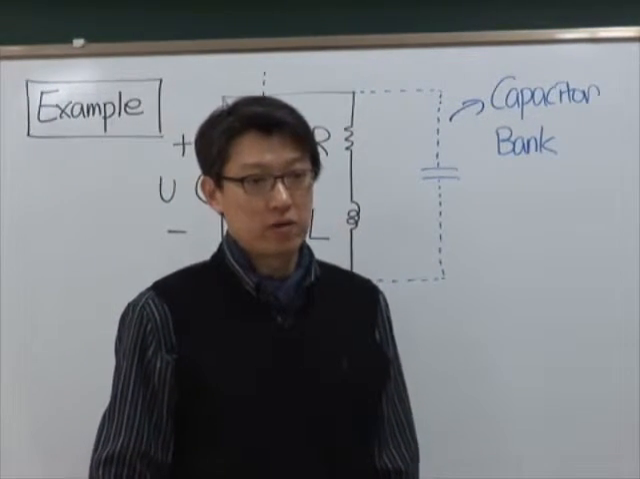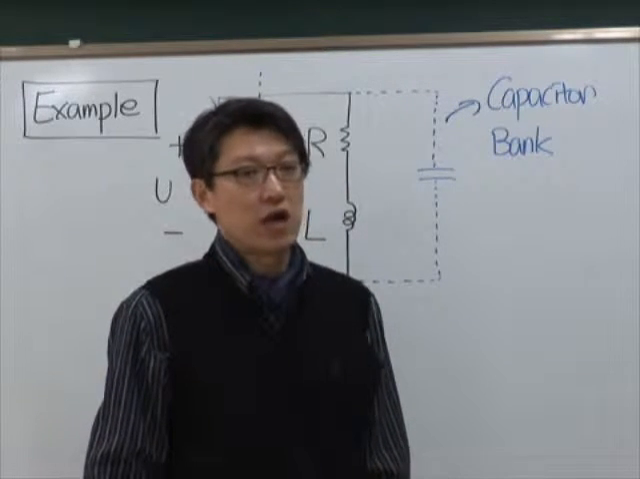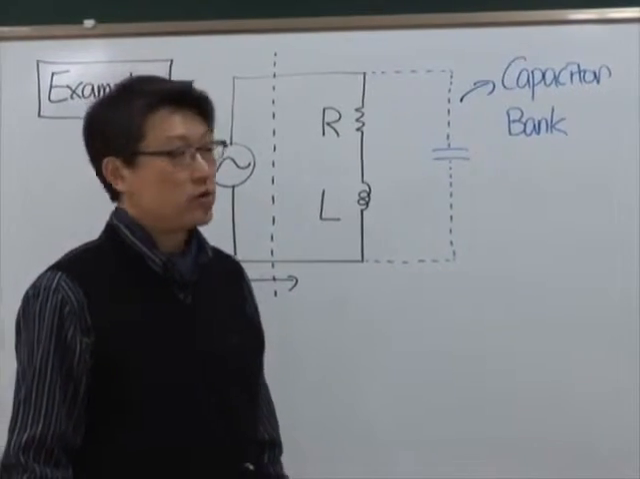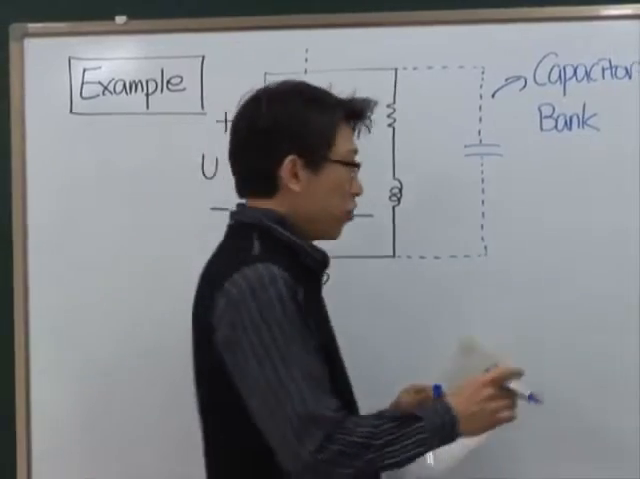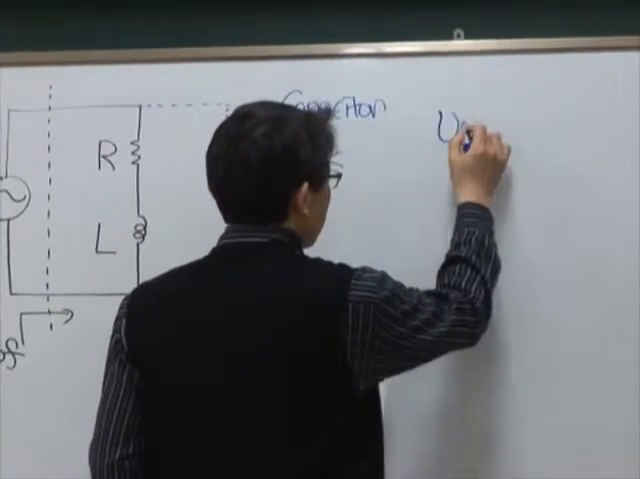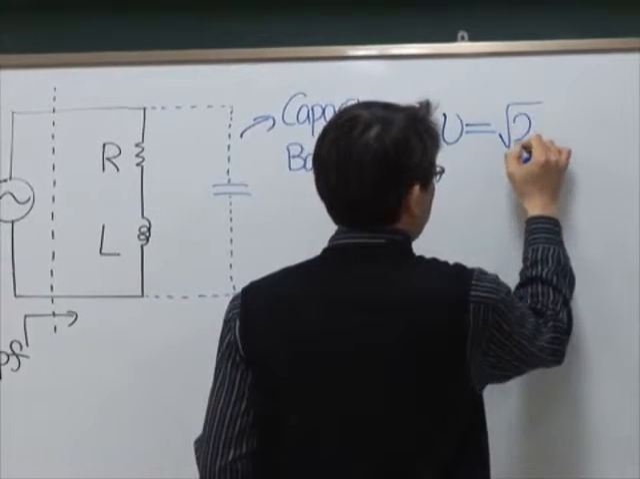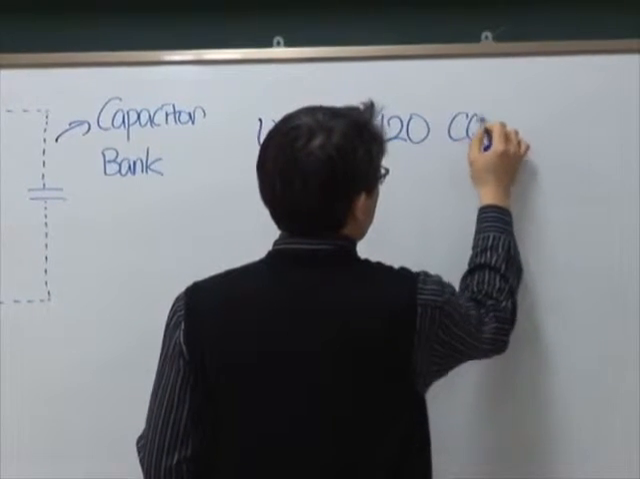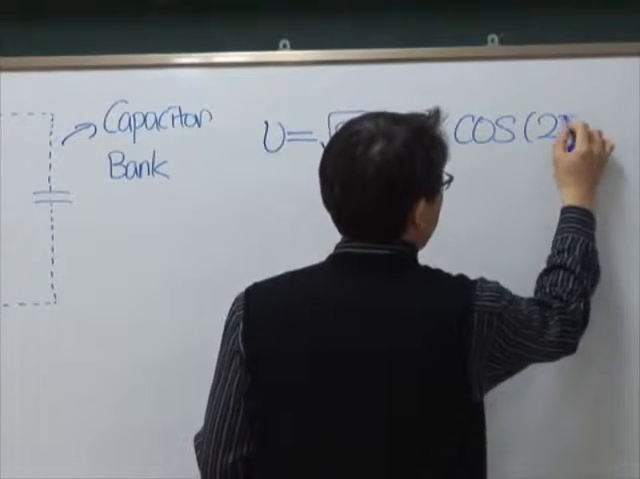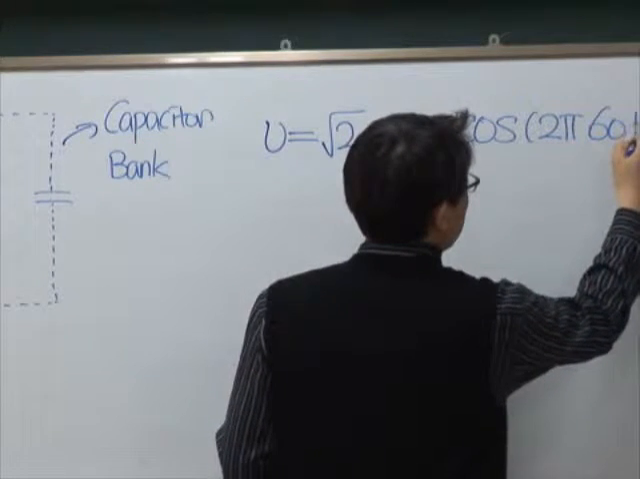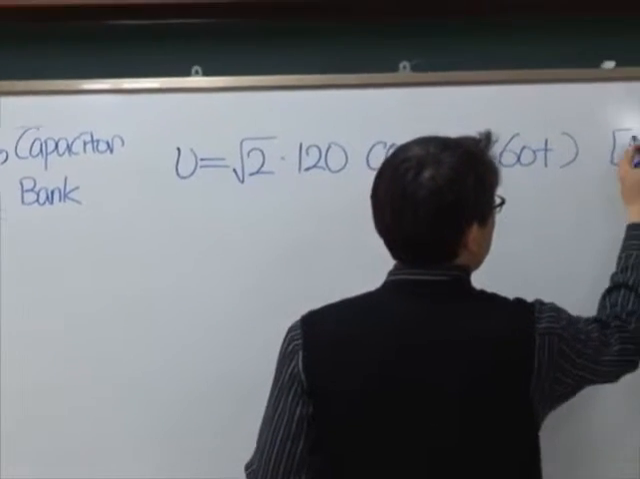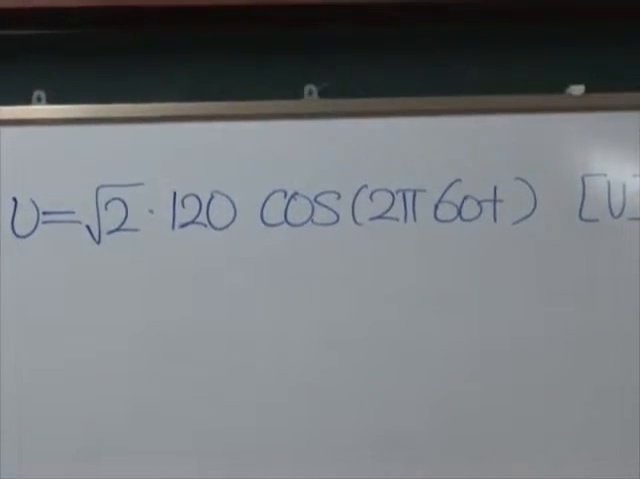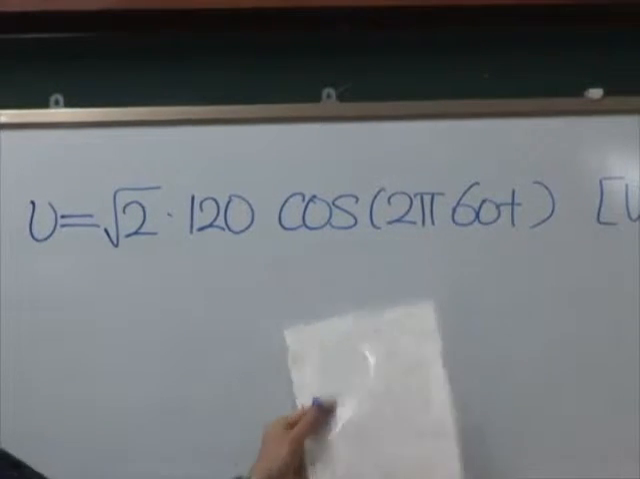Bank, capacitor bank. Okay, this is usually sized as large as this whiteboard, or several whiteboards. Okay. So the question says the V is square root 2 times 120 cosine 2 pi 60 t volt. So 60 hertz, okay? 60 hertz. So the angular frequency becomes 2 pi 60.